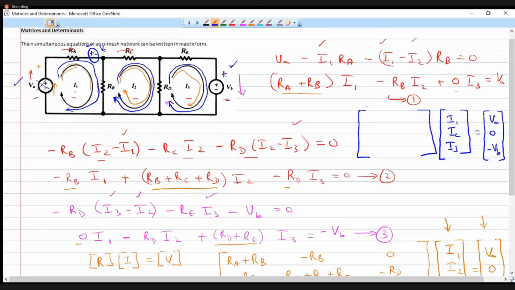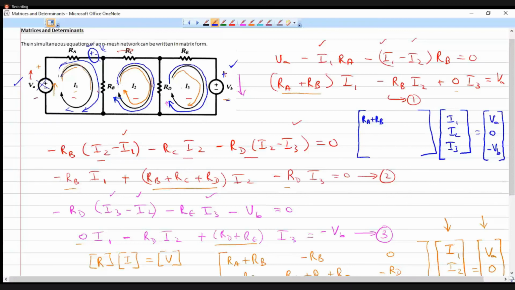Now coming to the resistance matrix. I am first writing the diagonal elements. The first diagonal element will be the sum total of all the resistors in the first loop. While I traverse like this, I can see only two resistors, RA and RB. So I take the sum total of RA and RB. That is the first diagonal element.